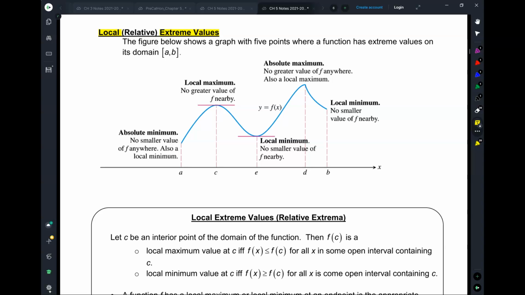So, take a look at this one here, at point A. On this interval A to B, this is definitely the lowest y value that the graph attains, correct? So that is the absolute minimum value, okay, from A to B.